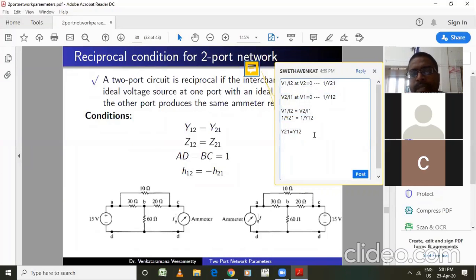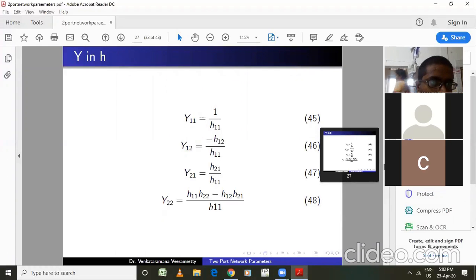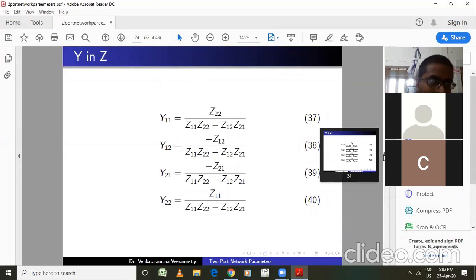Suppose for a given two-port network we have the Z parameters. How do we justify, based on the Z parameters, whether the given two-port network is a reciprocal network or not? How do we decide? That is again conversion, so try to remember. How do we represent Y parameters in terms of the Z parameters? Z equals 1 by Y.